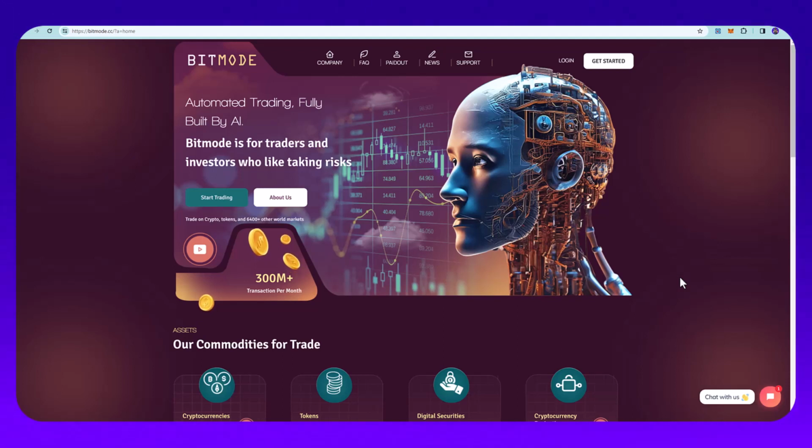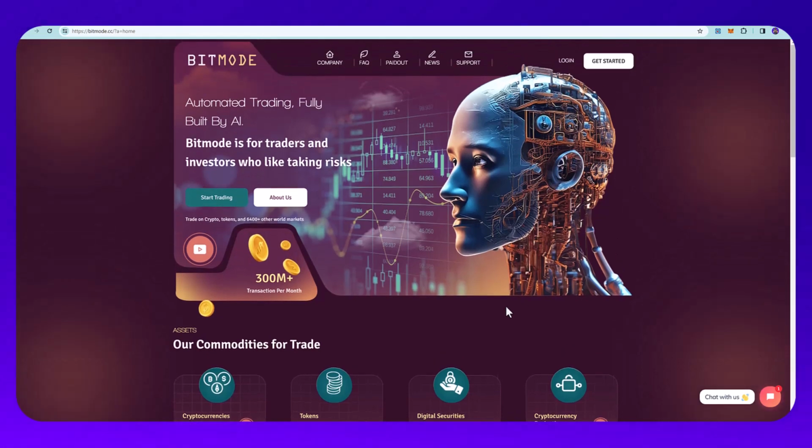And apparently this thing is automated trading, fully built by AI. That's interesting. BitMode is for traders and investors who like taking risks. Well, at least they disclose that part where this is going to be risky, right?